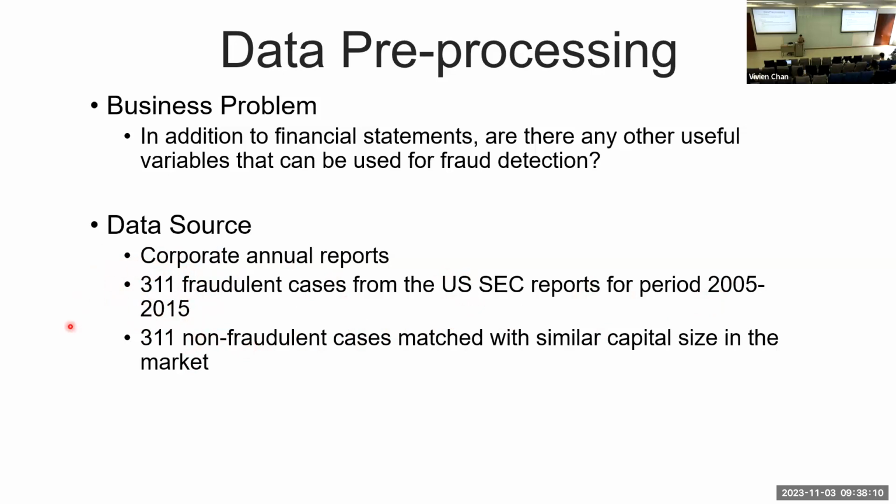Then they select around 300 non-fraudulent cases. You can see that they are trying to match, to make a balanced data set. If it is a balanced data set already, then you do not need to do oversampling, etc. So this is the data set.